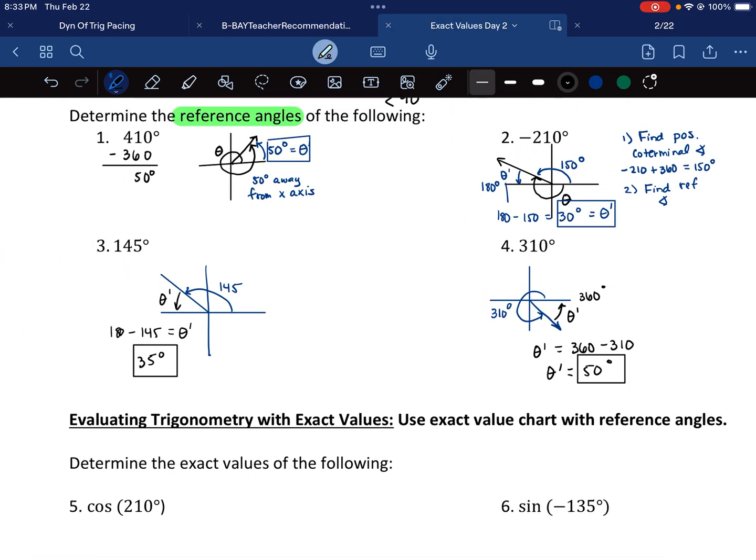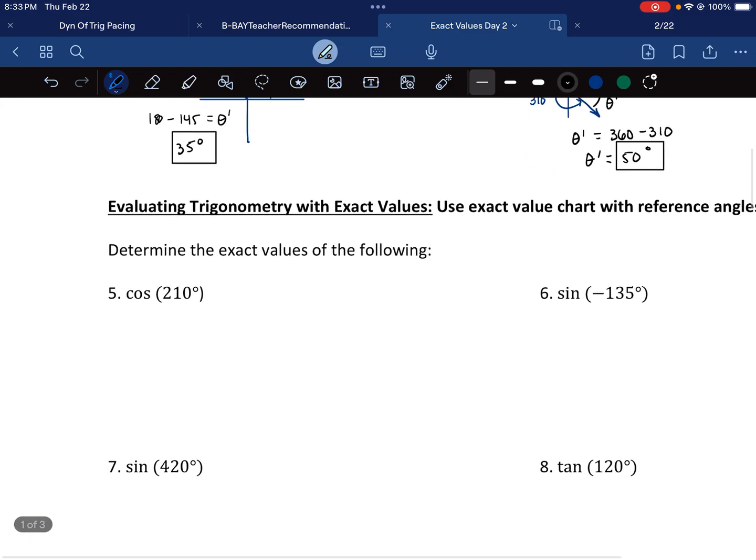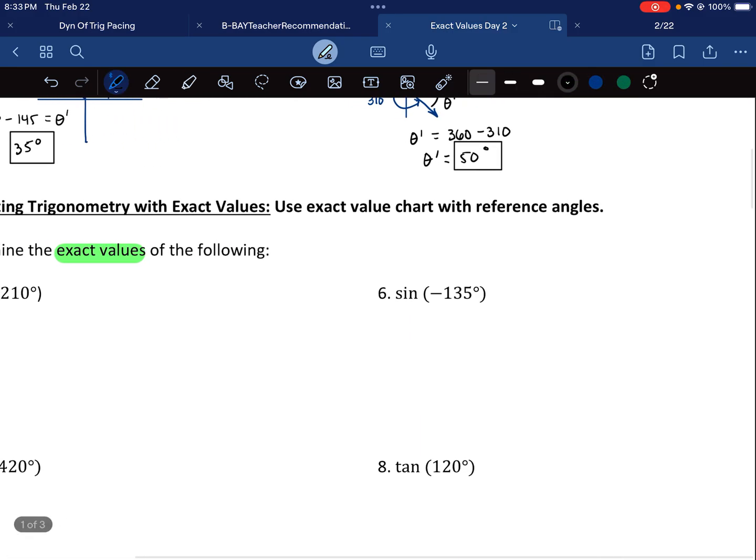The second part we did in last class is we used reference angles to help us determine the exact values. So this is what we're going to review real quick here. Just to remind you of that exact value chart.